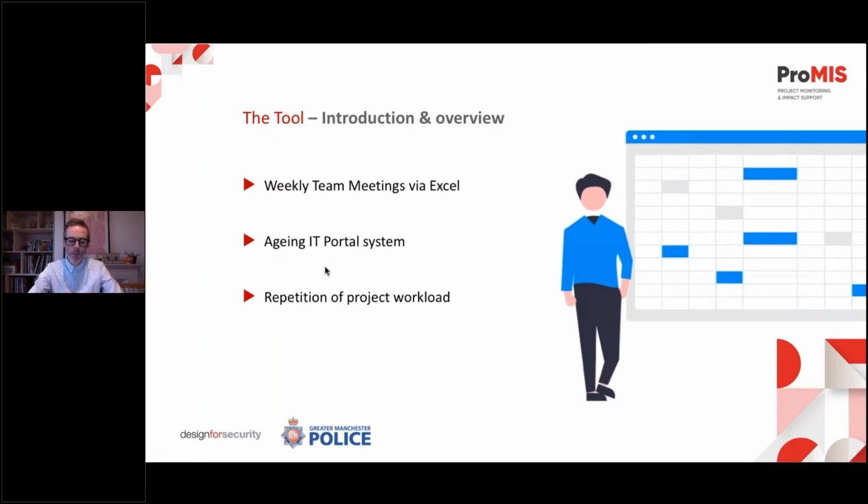The second area of concern identified is that we are operating on an aging IT portal system where all our information is stored, and we've got a number of years of historic projects housed there. As GMP moves into a new age where we are updating all our IT systems, this is a perfect opportunity to develop a new system that will promote and develop design for security within Greater Manchester Police.